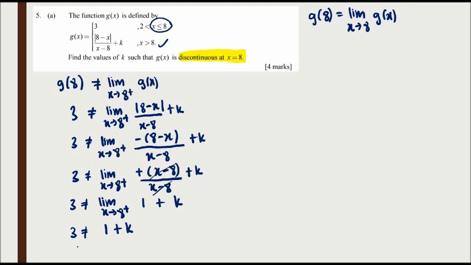And if we rearrange this, k is not equal to 2. So this is the value of k. k can take all values except 2, because it is discontinuous at x equals 8. So this is for question 5 part A.